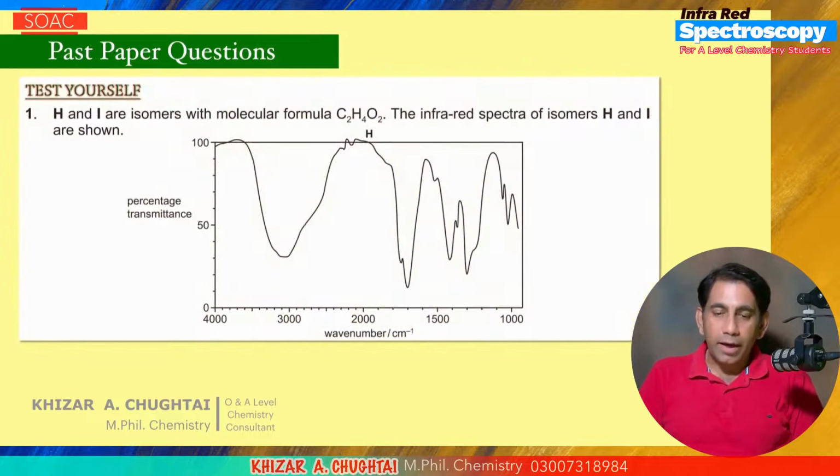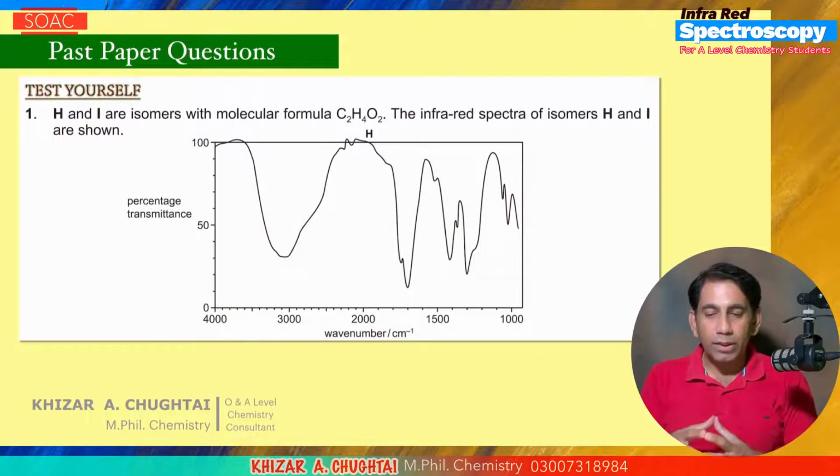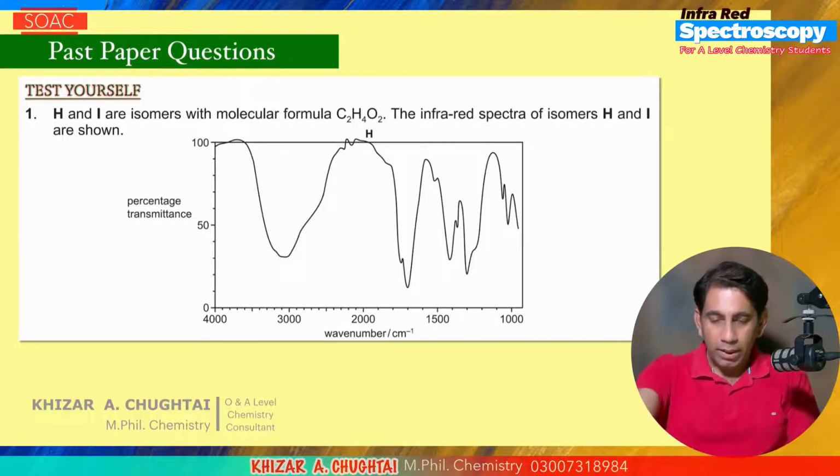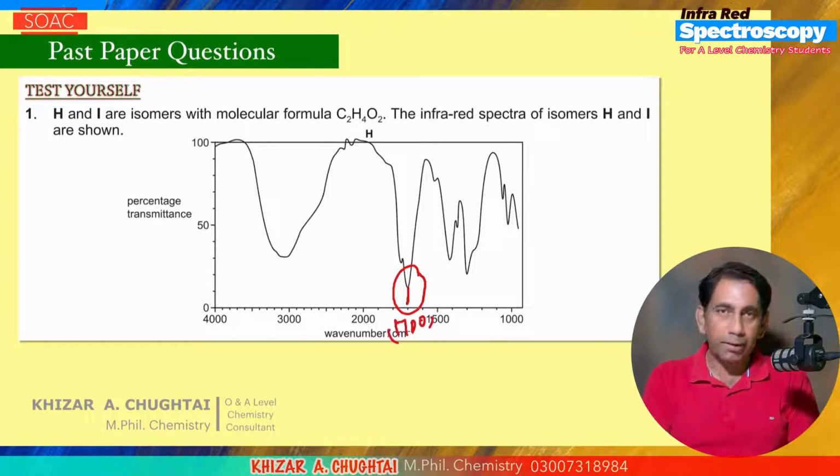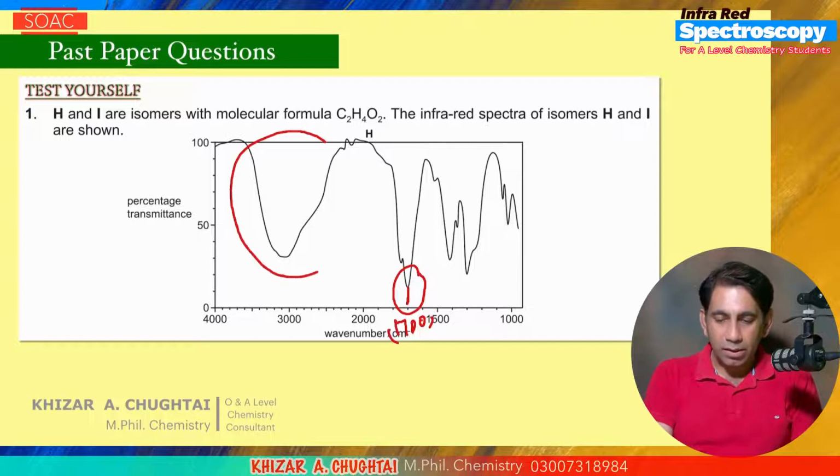H and I are the isomers with molecular formula C2H4O2. The IR spectra of the isomers H and I are shown over here. In this picture, you can see that there are two major peaks. One is lying over here at 1700 wave number, and this is a very remarkable peak.